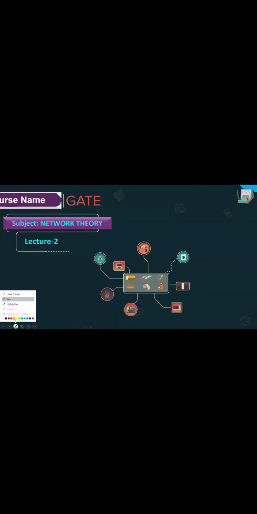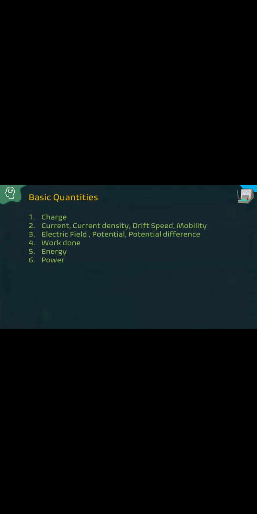Continuation of network theory concepts. This is lecture 2 on network theory. With respect to chapter 1, I started the discussion of basic quantities, and I discussed what exactly charge is, what is current density, drift speed, and mobility, and these are completed.